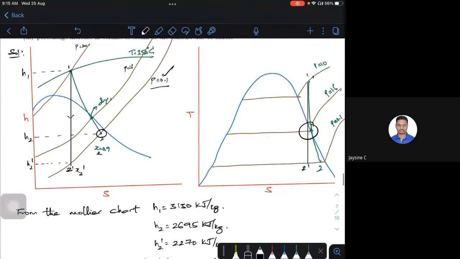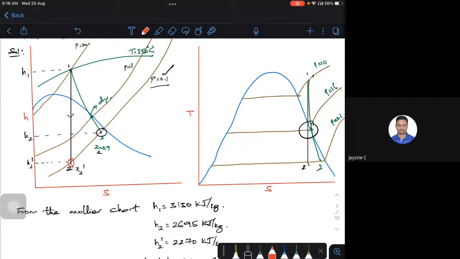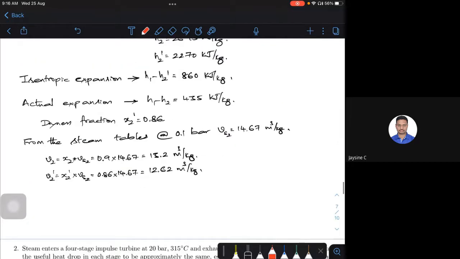Now what you do actually, you go to your Mollier diagram. There are specific volume lines. If you look closely, the specific volume lines go something like this, slightly steeper than your pressure lines, and they will be dotted. So look at those particular lines, get the values at 2 dash and 2, and compare with these two values.